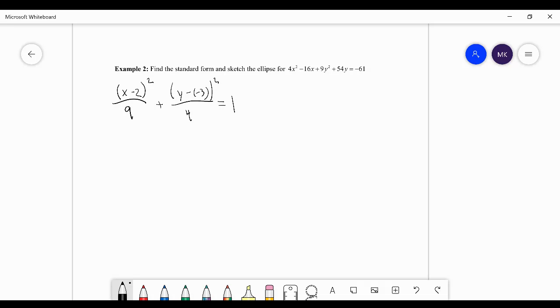So is this going to be a horizontal or vertical major axis? Well, because the denominator of the x term is larger, the major axis is horizontal. This is a horizontal major axis.